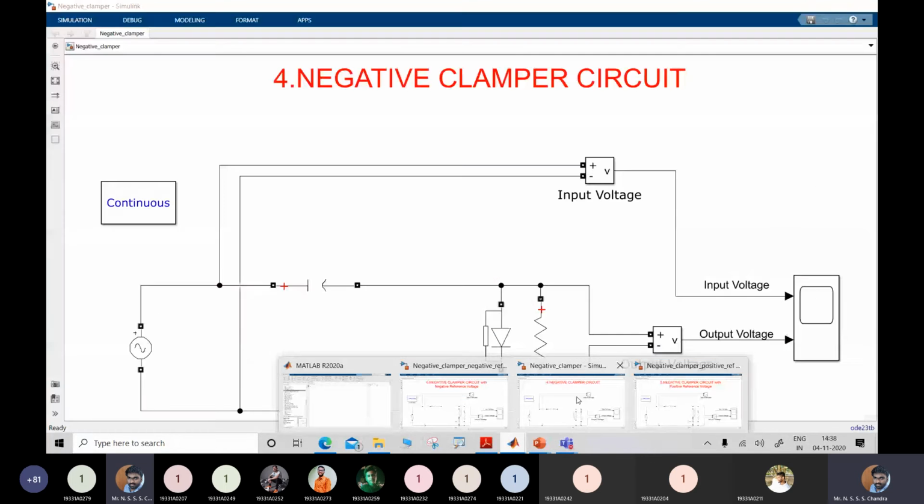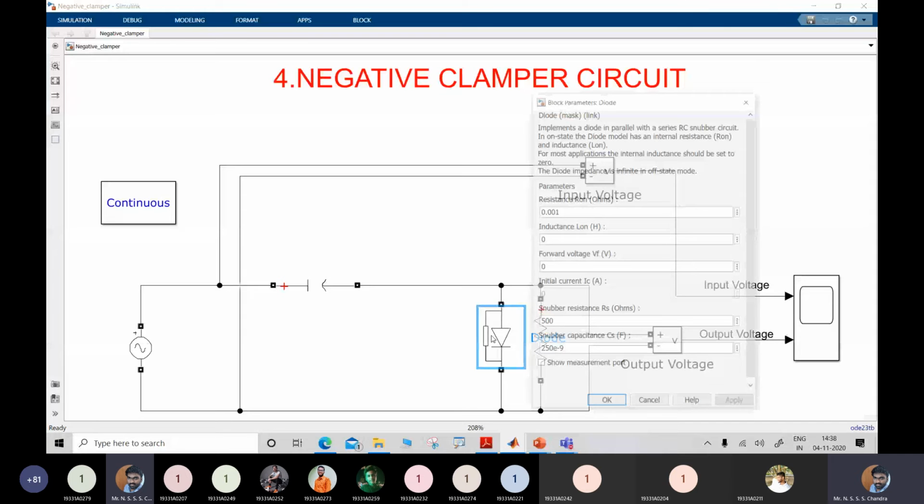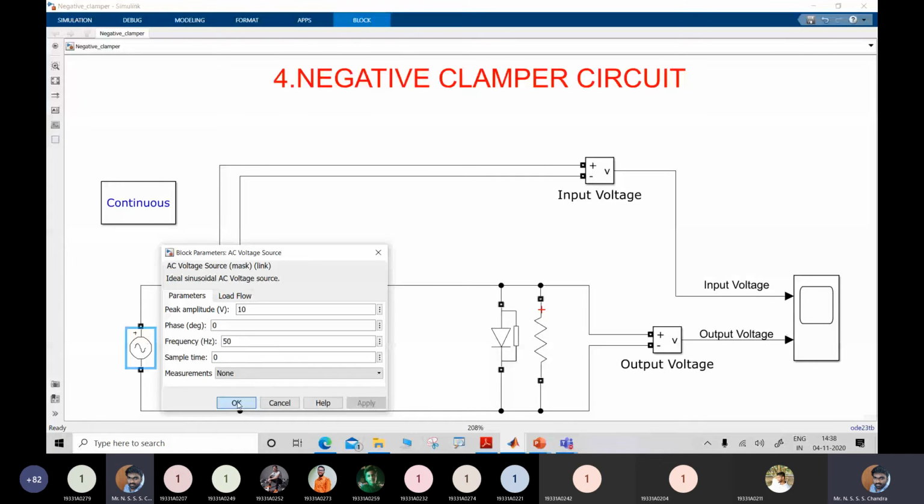Next we have the negative clamper circuit, the fourth circuit, with an ideal diode initially. Now tell me the voltage to which this capacitor will be charged. Taking peak voltage plus Vm equal to 10 volts, it is a 10 volts peak voltage.